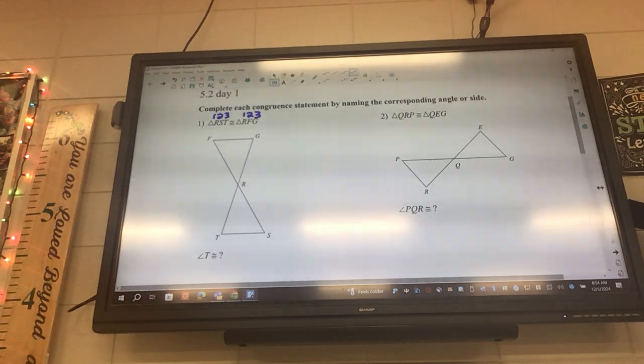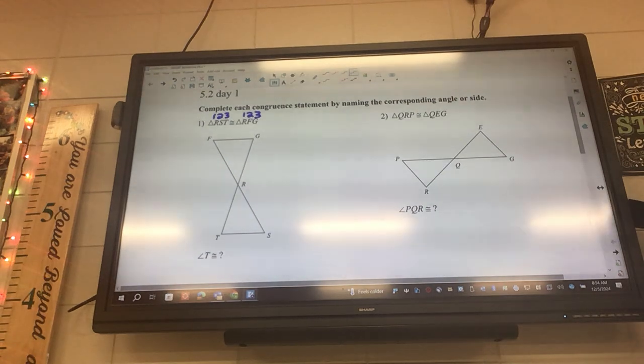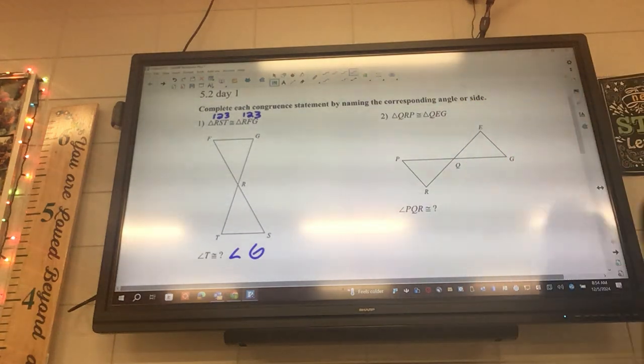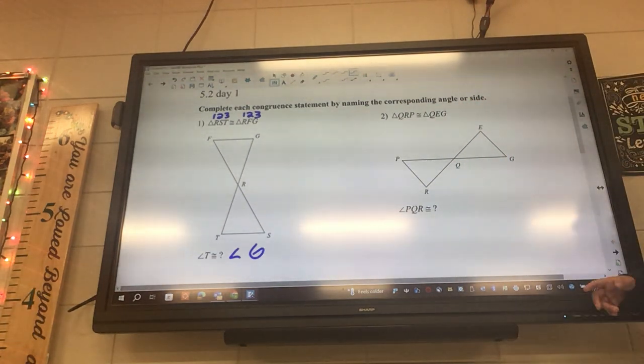It's 3. So what is 3 on the other side of that? G. So then your answer is going to be angle G. Angle G and angle T are the same. That's what they're saying. Okay?